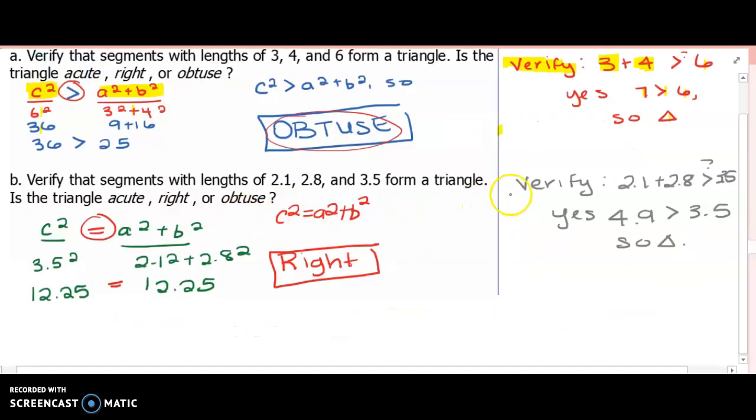And then the last one, I want to verify whether the two smaller sides are bigger than the biggest side. 4.9 is larger than 3.5, so yes, I know they form a triangle. Now I want to compare my c squared to my a squared plus b squared. Once again, my c squared is my largest side, so my c is 3.5. So 3.5 squared is 12.25. And then a squared plus b squared gives me 2.1 squared plus 2.8 squared. If I put that in my calculator, that is also 12.25. And so because my c squared is equal to a squared plus b squared, I know it has to be a right triangle.